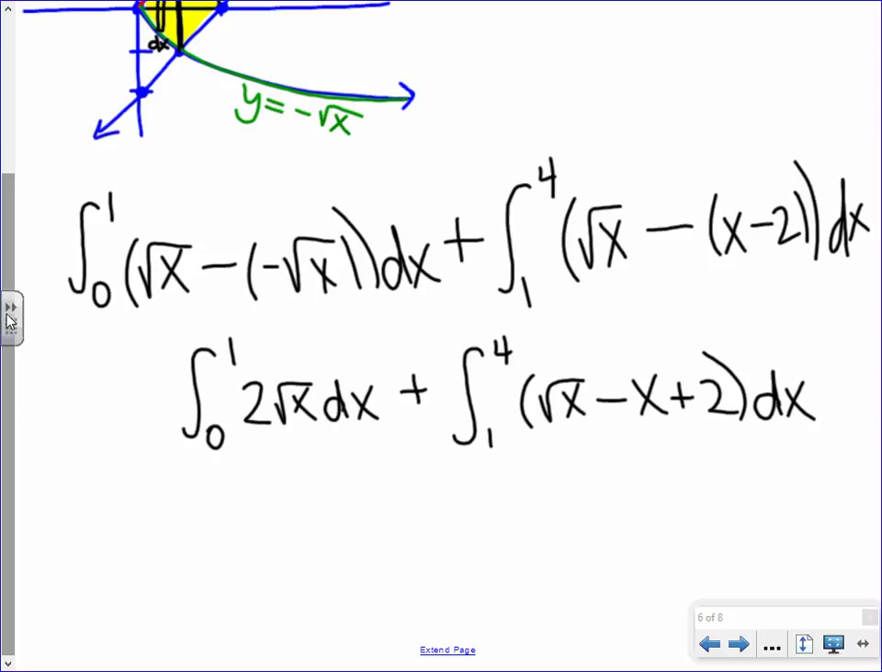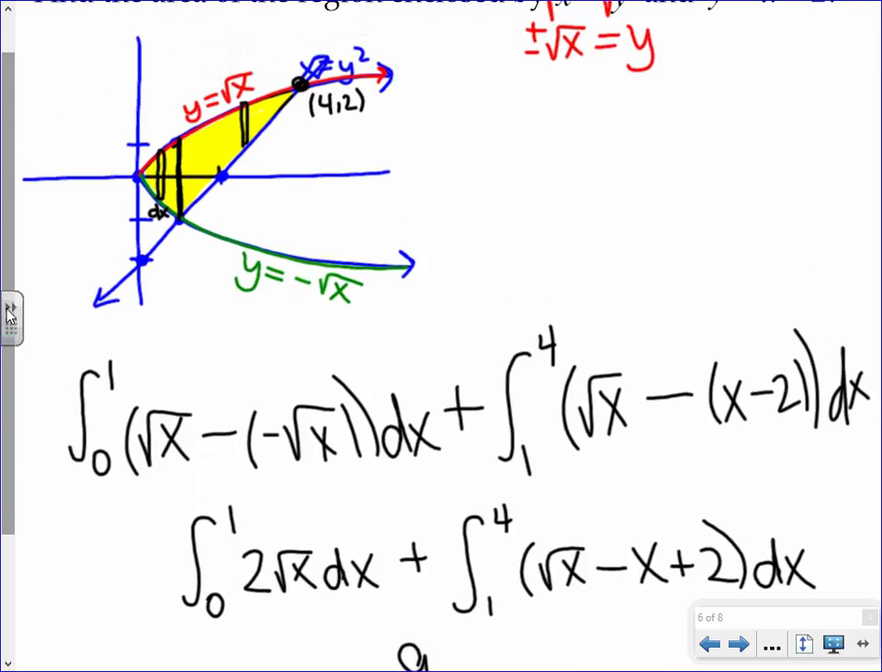What do you got? 9 halves. Yes. How come in the first one we're doing it from 0 to 1? Where do we get that b value from? Because, okay, so we start at 0, right? And then here at x equals 1, that's where our bottom functions switch. So until 1, the green function's on the bottom, but then after 1, the blue function's on the bottom. Does that make sense, or do we need to talk about it again?